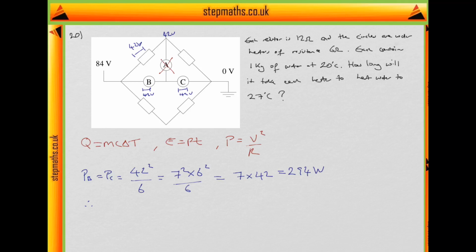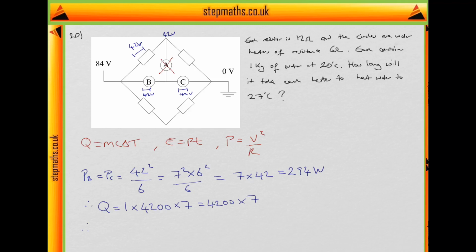Well, therefore, power times time is energy. So how much energy is required to heat the water up? We know Q is mc delta T, so the mass is 1 kilogram, times the heat capacity 4,200, times change in temperature, which is from 20 to 27 degrees, that's 7 degrees. So that's 4,200 times 7 joules.